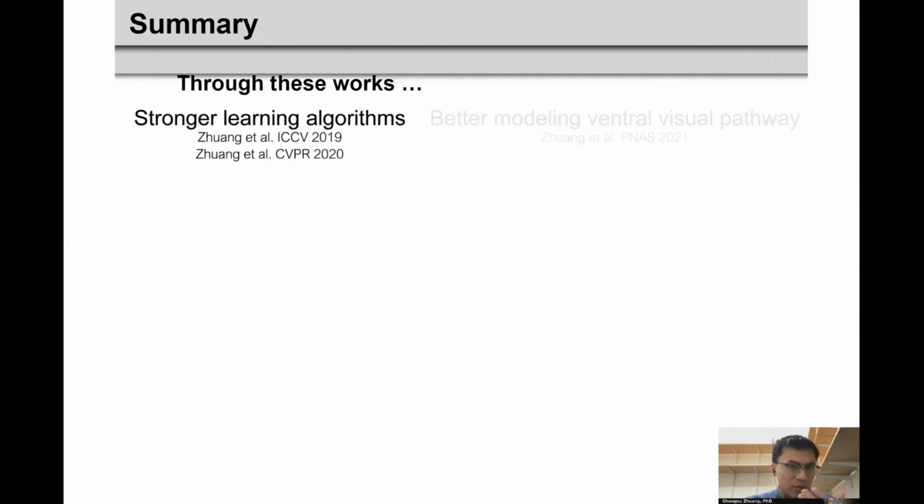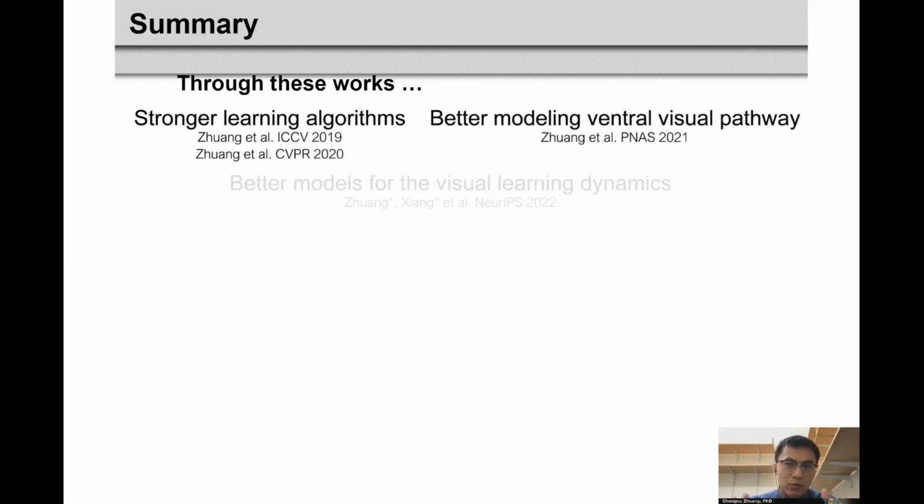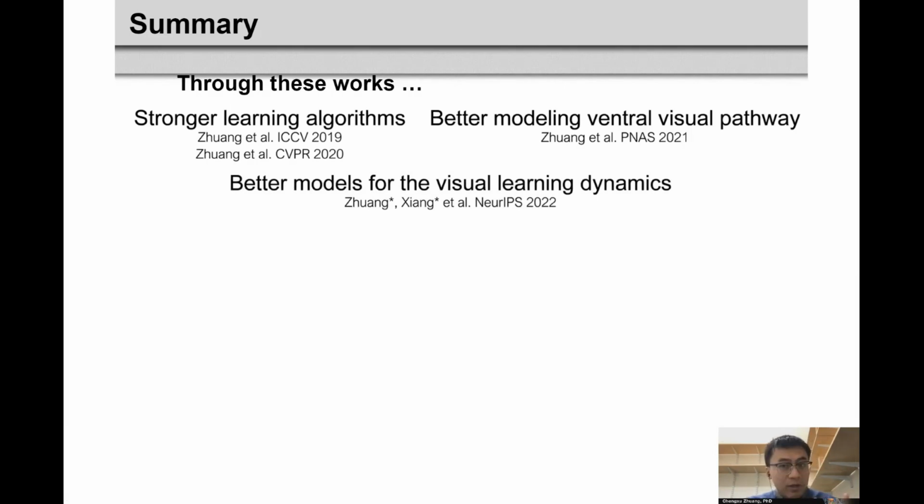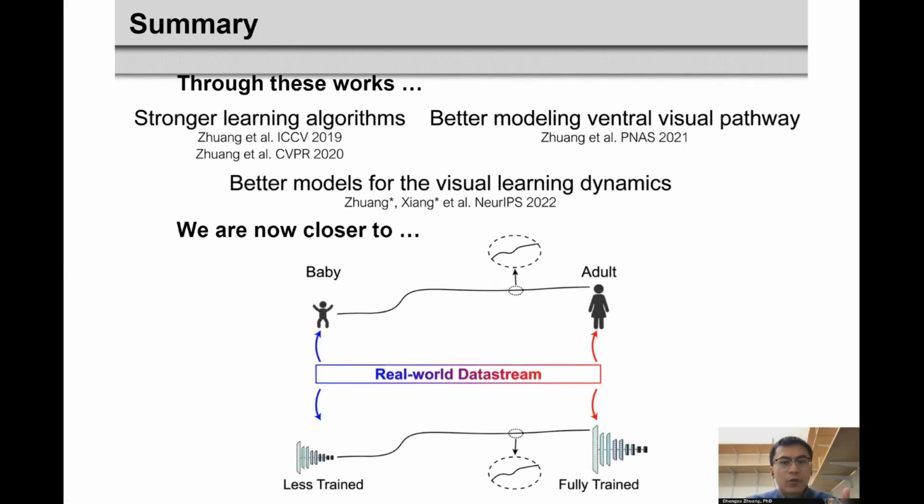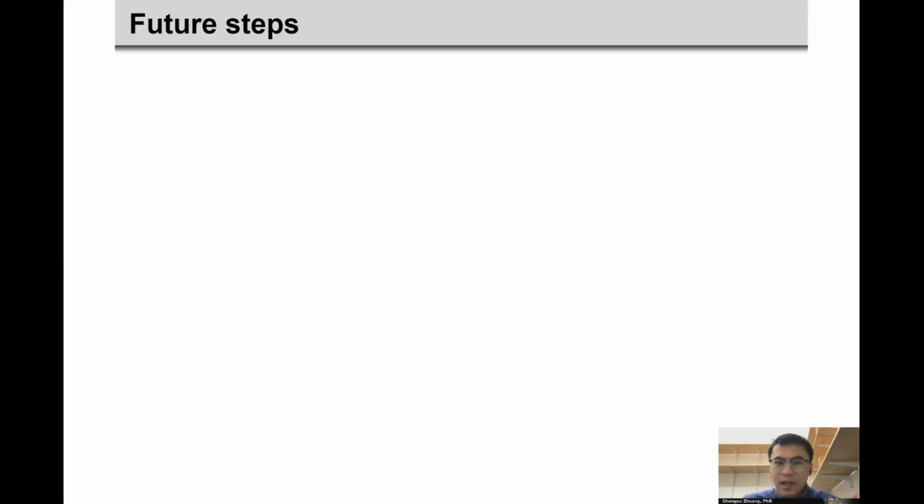Through my work on building stronger learning algorithms, linking them to the ventral visual pathway, and modeling the real-time learning and the lifelong learning dynamics, we are now much closer to using these models to model the whole development trajectory. Of course, this is still not the end.